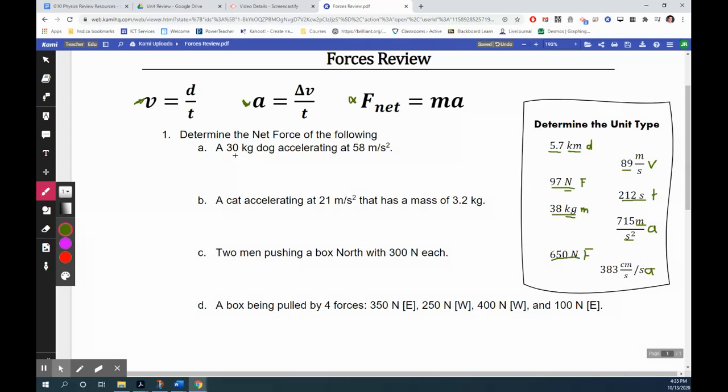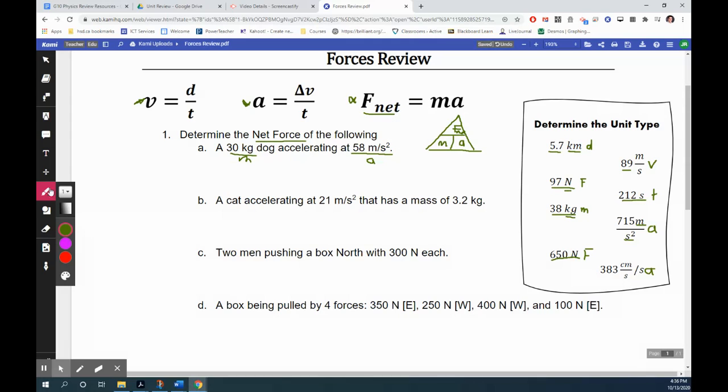And so when we move on to this, we're using F net equals ma. As a triangle, it looks like this. F is on top, F net, and we got equals m times a. So this is how it looks as a triangle. A 30 kilogram dog, this is a mass, accelerates, this should be an acceleration, at 58 meters per second squared. This is our acceleration. We want F net. Determine the net force, which is mass times acceleration.